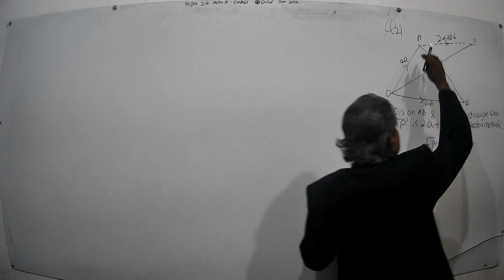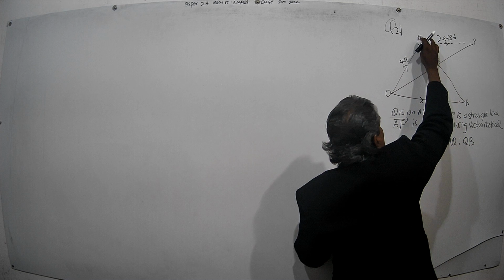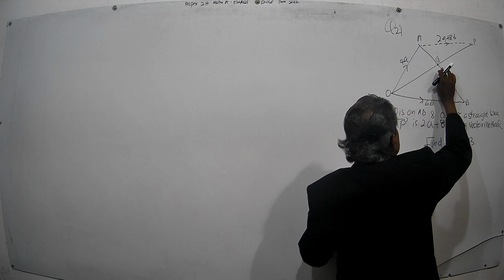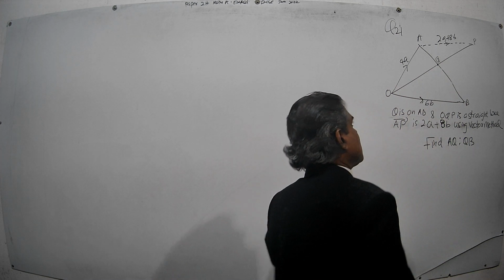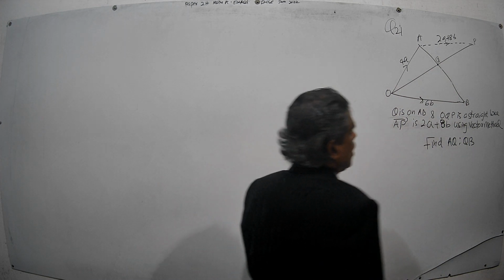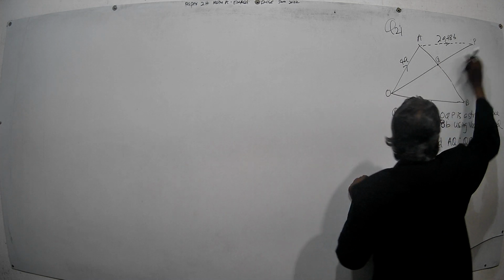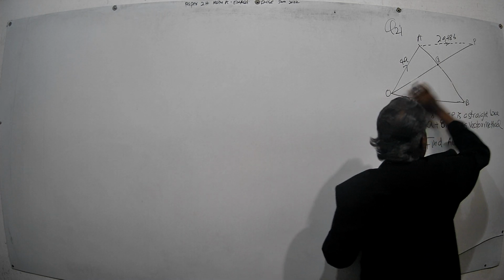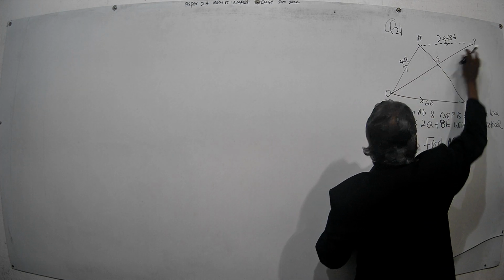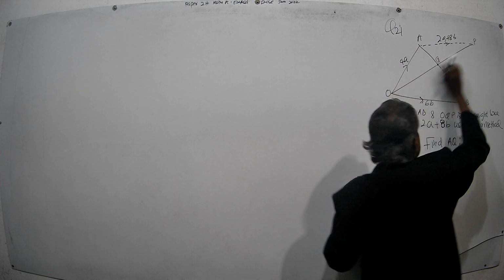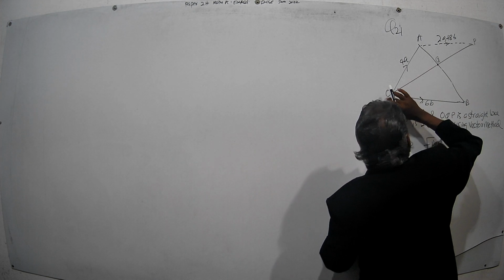Vector AQ you find like this: you can go A to O to Q. Then that is vector AQ. But we don't know this OQ. But OQ is a part of OP. Therefore, if you know vector OP, then we can write vector OQ as a part of OP. Yes, we can find the vector OP like this.